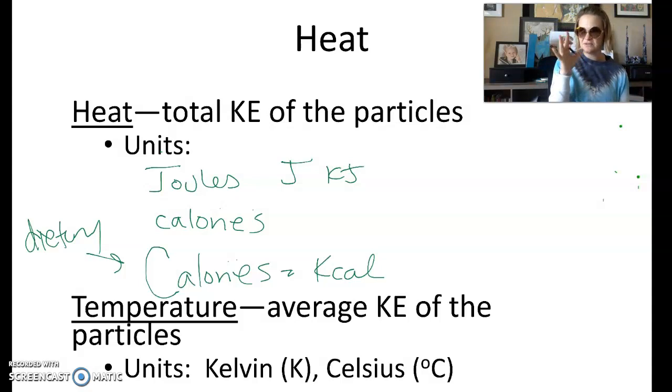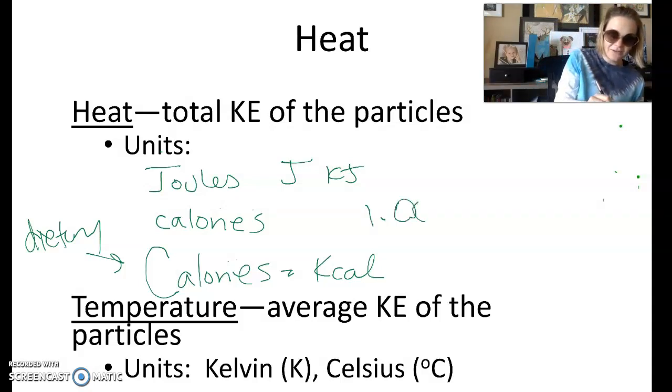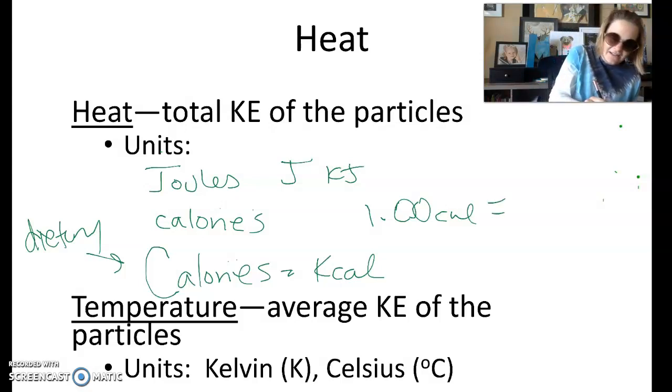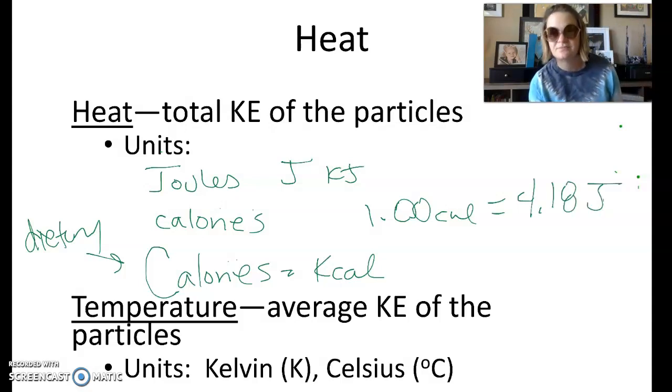So here's kind of how we do these conversions. A calorie with the lowercase c, 1, is equal to the amount of energy you have to add to 1 gram of water to heat it up 1 degree Celsius. We call that a lowercase calorie, 1 calorie. That is equal to 4.18 joules of energy. So in order to heat up 1 gram of water 1 degree Celsius, you have to add 4.18 joules of energy to it.